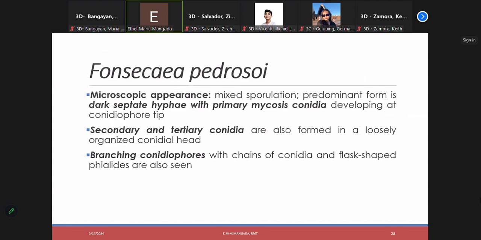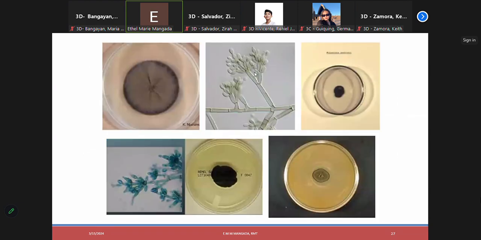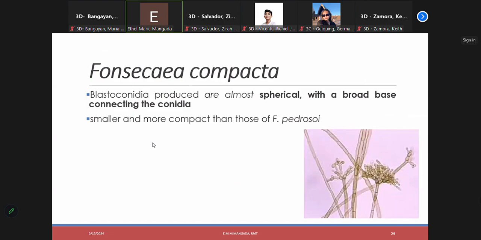So your Fonsecaea pedrosoi appear to have dark septate hyphae with primary conidia, okay? And then other than the primary conidia, meron siyang secondary and tertiary conidia. So in short, nagbabranch po yung kanyang mga conidiophores. So napansin natin, meron siyang conidia dyan, tapos meron pa doon. So branching, okay? Maliban dun sa naka-attach lang dito sa phialide niya, meron pang nag-branch from the next conidia. Okay? So that's your Fonsecaea pedrosoi.